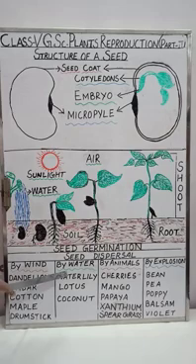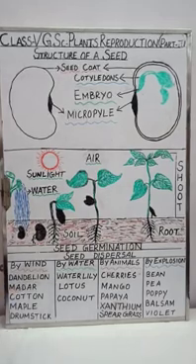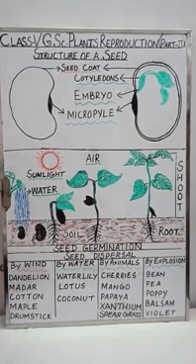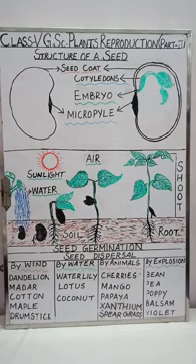Now, dispersal by water. Some plants grow near or in water bodies. So, seeds of such plants can float on water and can be carried by water currents to faraway places.